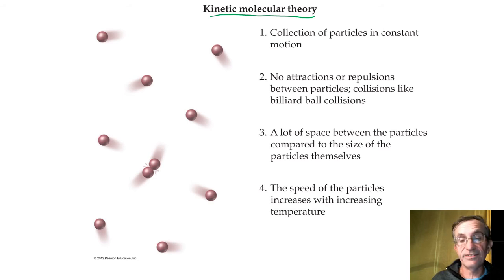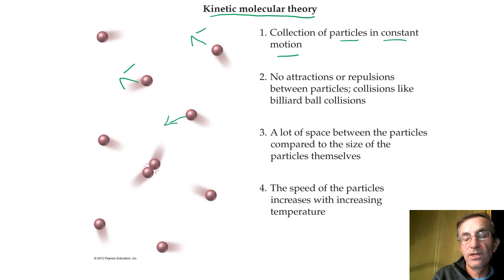So the first part of this theory is that gas particles are just a collection of particles that are in constant motion. So inside of a gas, you have little particles, maybe oxygen or nitrogen or argon, some other gas. It could be anything really. And these gas particles are always moving around. So they're in constant motion.